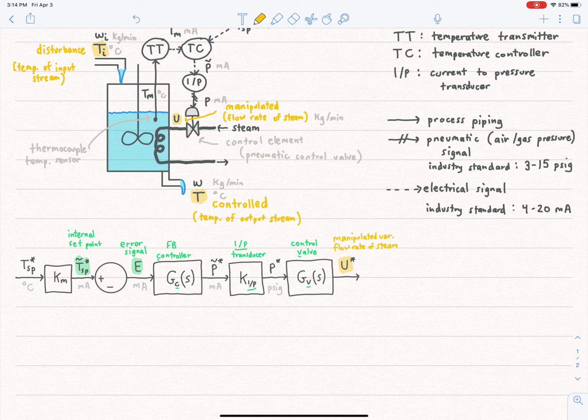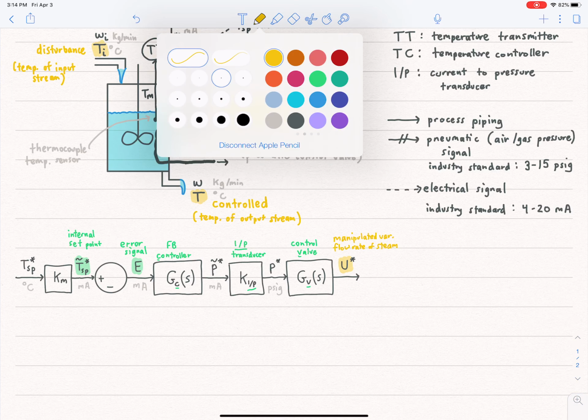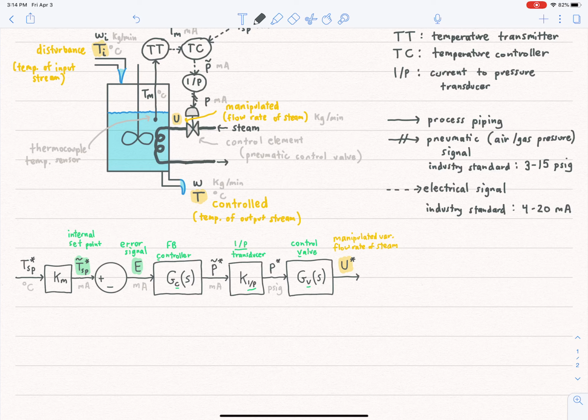So the steam could be through a jacket surrounding the reactor, or it could be in a pipe that's then coiled and in contact with the fluid. So now this steam will affect the temperature of the process, and we use the transfer function G sub U to denote how this variable U, the manipulated variable, affects the controlled variable. Okay? So what this does is it outputs not the temperature quite, but the contribution to the temperature by the manipulated variable.